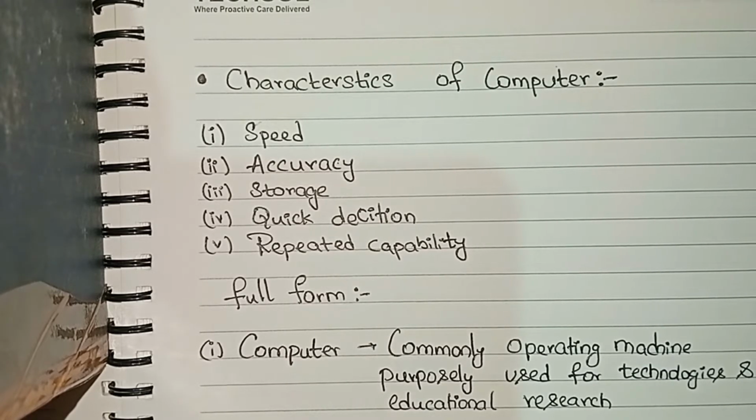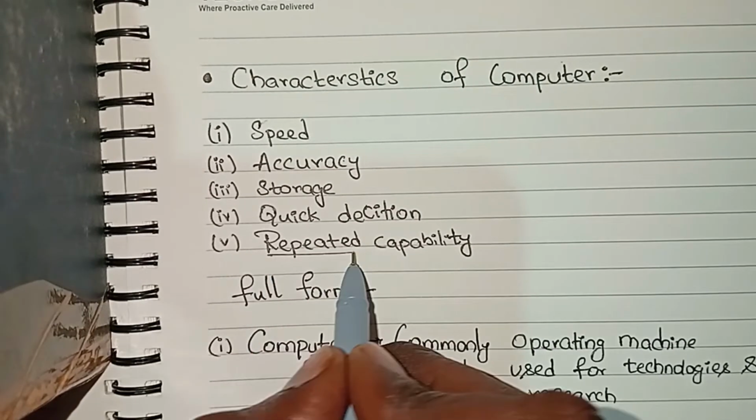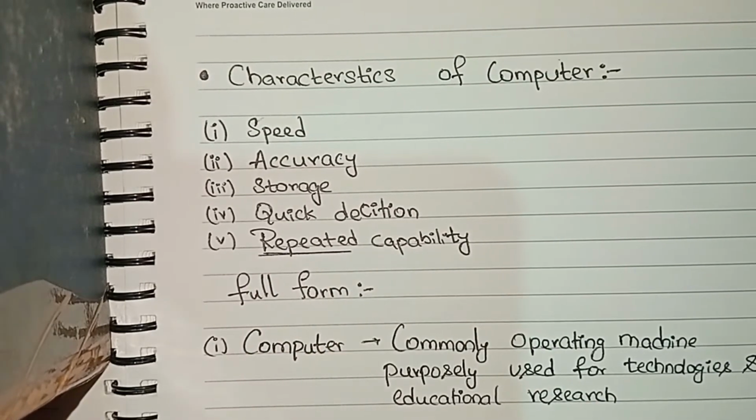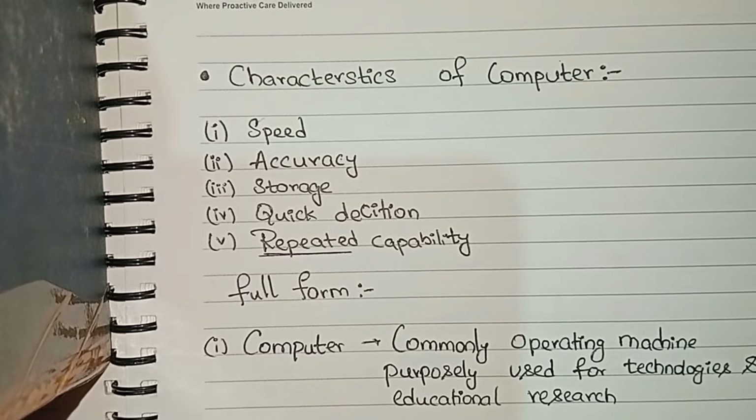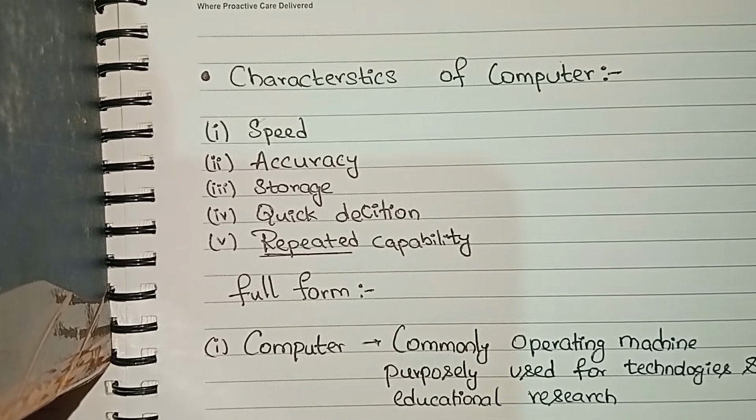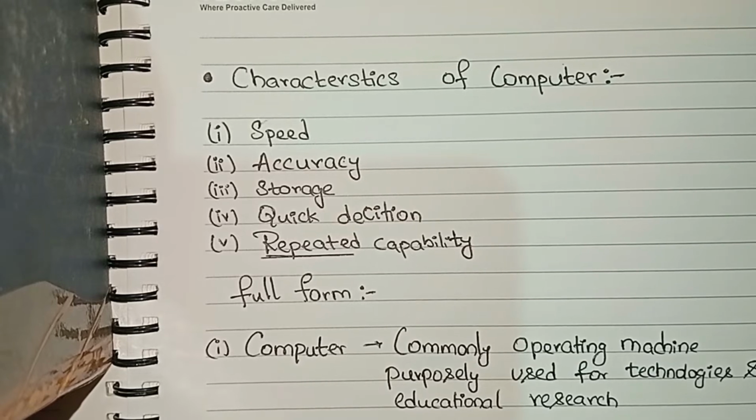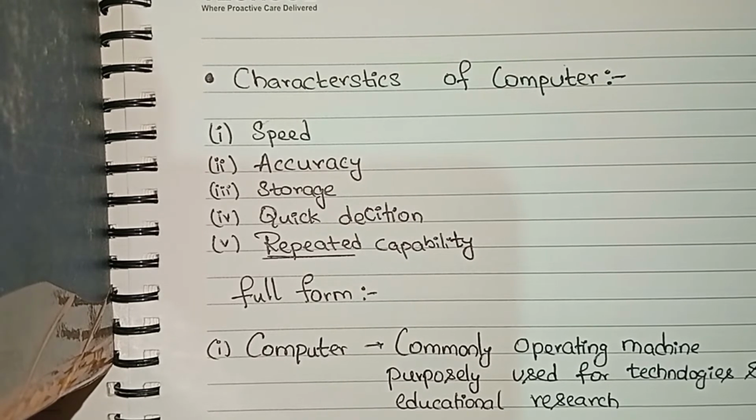Repeated capabilities. So what is repeated capability? It is the capacity to repeat any number of conditions which have been given or assigned to the computer.